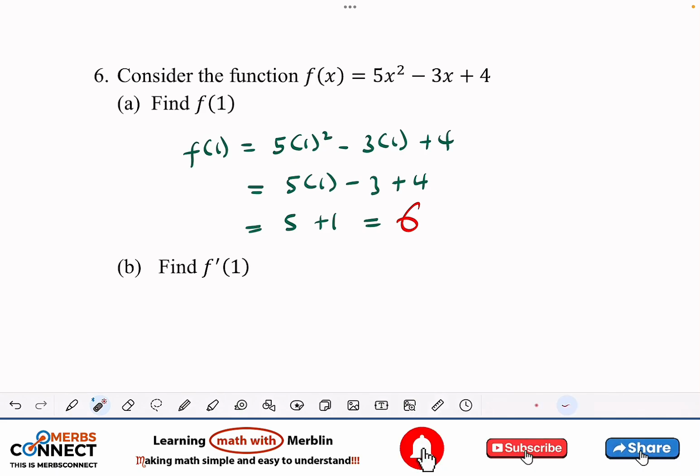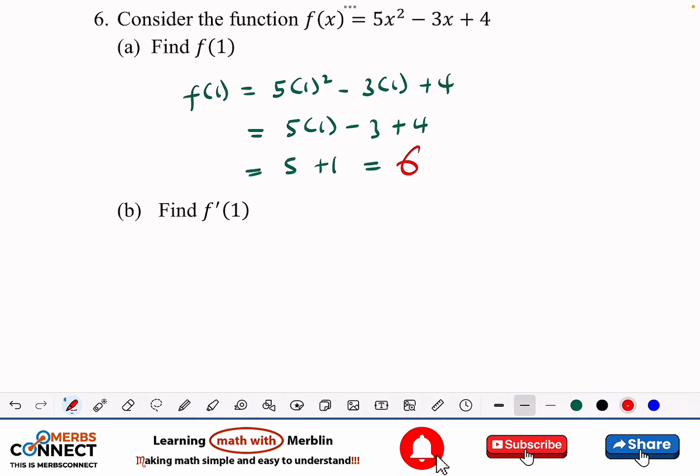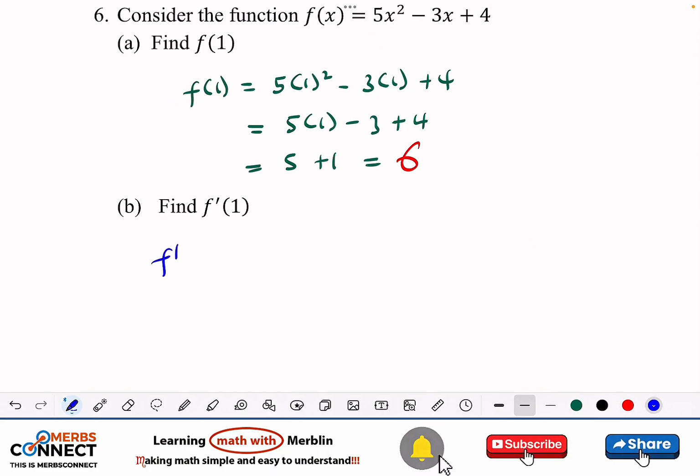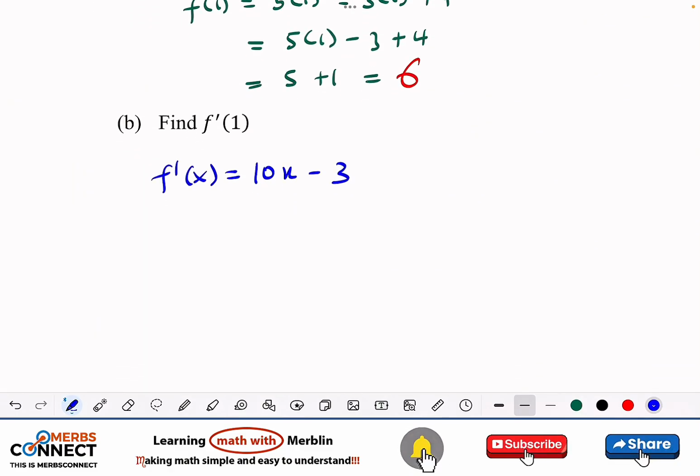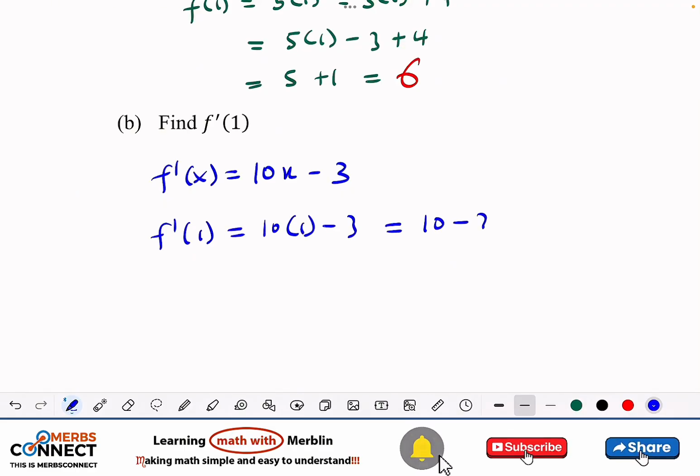Now we need to find f prime of 1. But for us to get f prime of 1, we need to first find f prime of x. So let's do that. What is f prime of x? Kind of very simple. So differentiate this, and we have 10x minus 3. So now what is f prime of 1? And we're having 10 times 1 minus 3. This is 10 minus 3, which is equal to a big 7.